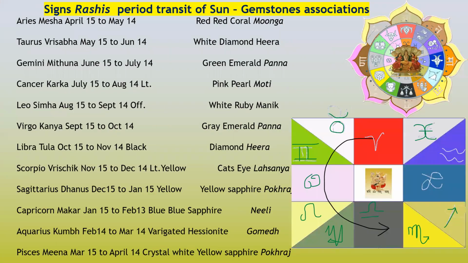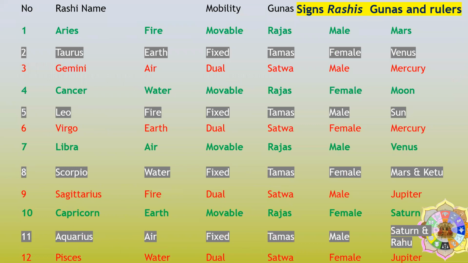A quick question. It seems like there's an overlap between the Gunas and the idea of cardinal, fixed, mutable. Is there a distinction? They seem to have similar qualities.